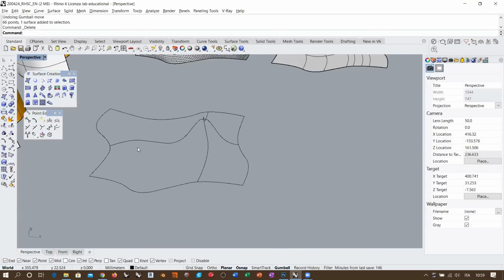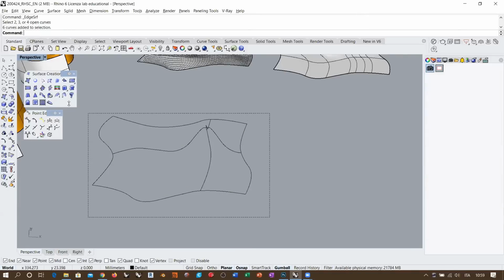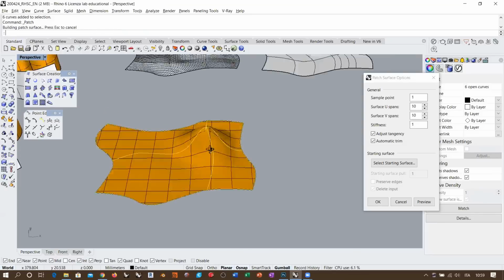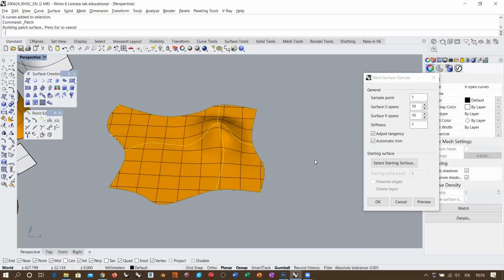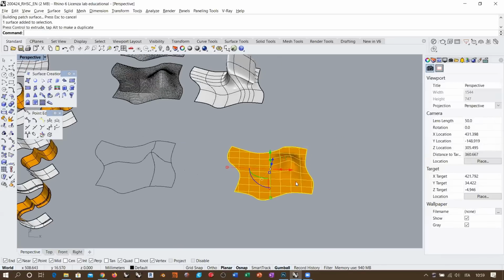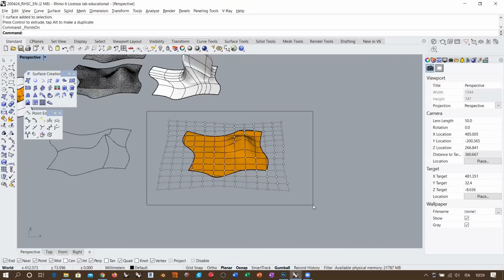Let's see it in action. So let's patch all of this and let's hit preview. Okay, so you see that the surface tends to pass through the input. Okay, if I confirm the command and take this surface and actually activate the control points, you see that I am getting a trimmed surface.